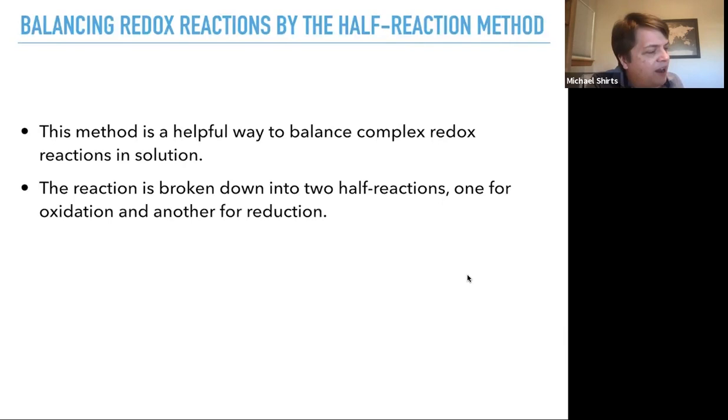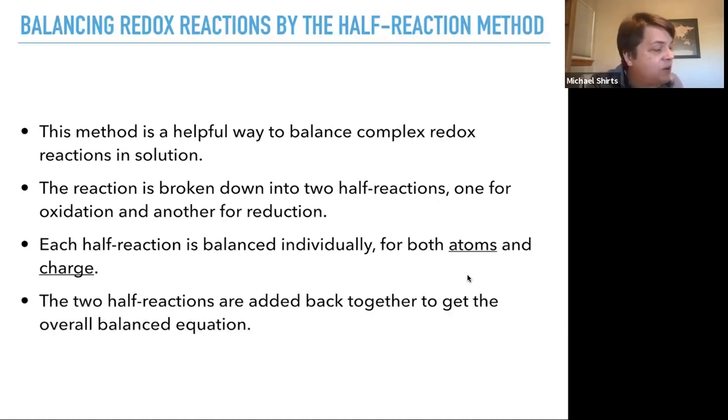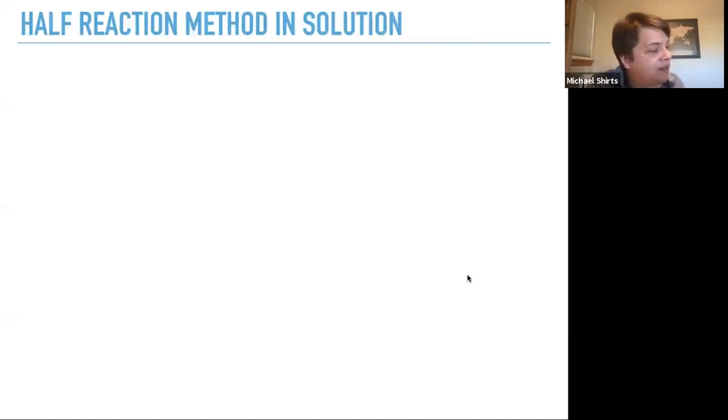Break it down into two half reactions, one for oxidation, one for reduction. And then each half reaction is balanced individually for both atoms and charges. And you explicitly put electrons in as carriers of charge. And then you add the two half reactions back together to get the overall balanced equation. So in solution, this is the key.